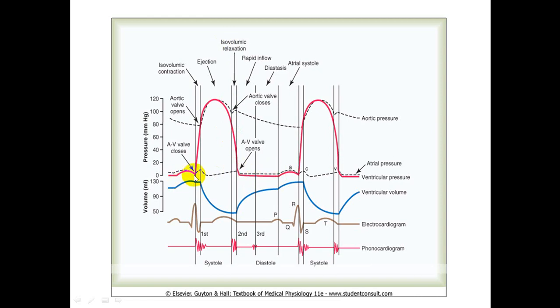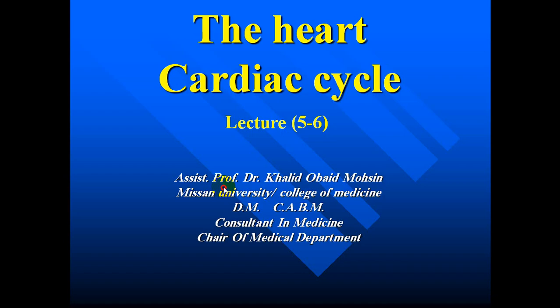Look, when the ventricle starts to contract with the isovolumic contraction, the AV valve is closed, giving the first heart sound, S1. So the first heart sound is due to the closure of the AV valve, while the second heart sound is due to the closure of the semilunar valve. We have other sounds, the third and fourth heart sounds, which are called diastolic sounds. We'll discuss them in the other related portion of the cardiac cycle. See you soon in the next lecture.